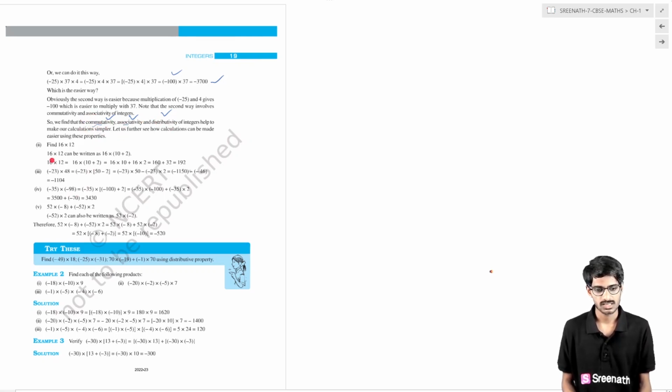Here also 16 into 12 can be written as 16 into 10 plus 2, which is nothing but the distributive property, so that you can multiply easily. In that way, we can do all these problems.